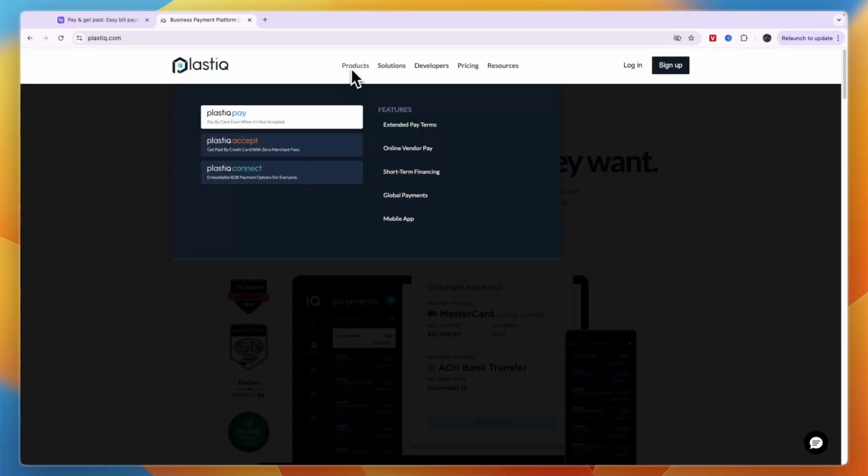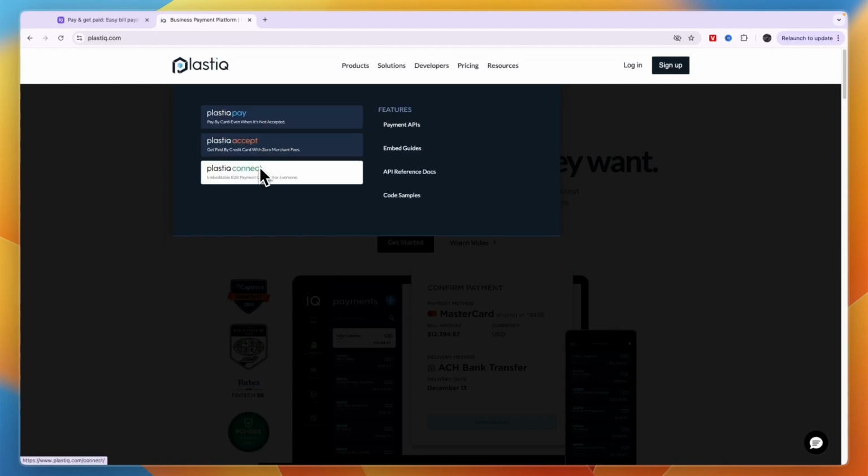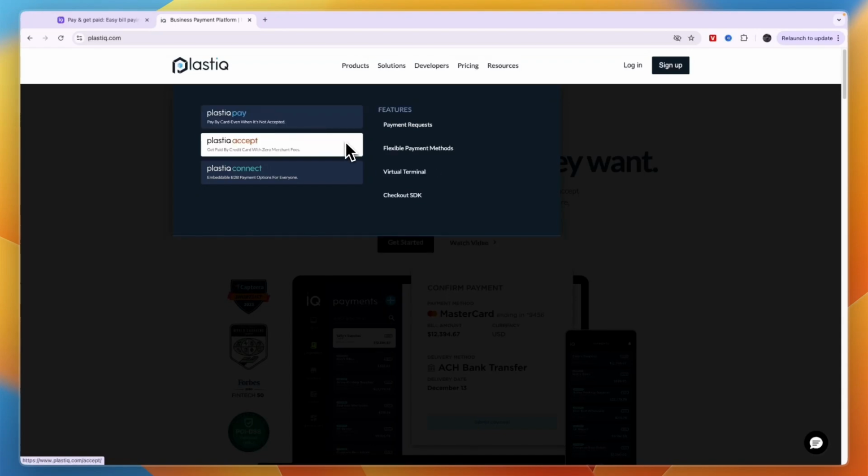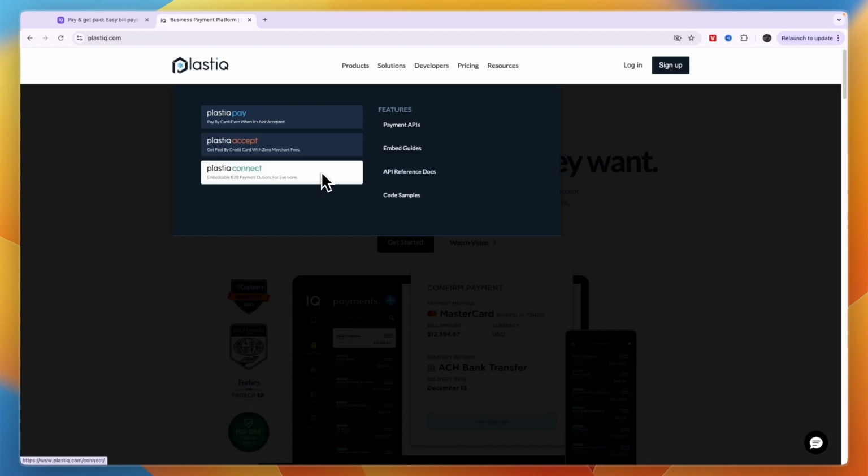So in terms of their products, you can see they have three of them, so Plastiq Pay, Plastiq Accept, and Connect. Now you can see kind of what it is. So Plastiq Pay, pay by card even when it's not accepted. Accept is get paid by credit card with zero merchant fees. And then Connect is embeddable B2B payment options for everyone.